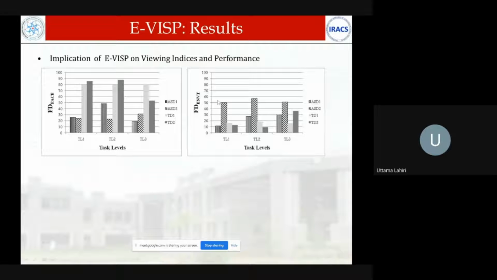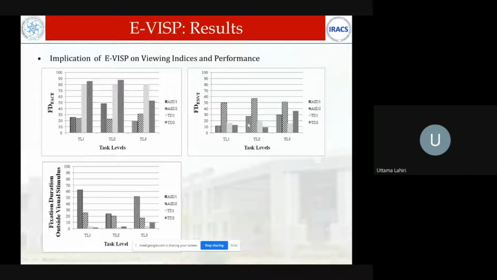Now, you can make out very easily that this is the fixation duration towards the environment. Since the children with autism were not looking towards the face of the avatar, they were looking more towards the environment, but the typically developing children were looking less towards the environment because they were looking more towards the face of the avatar.